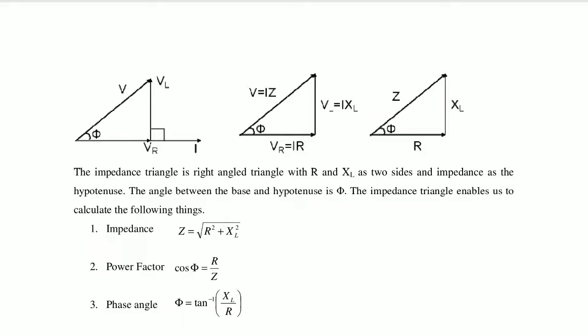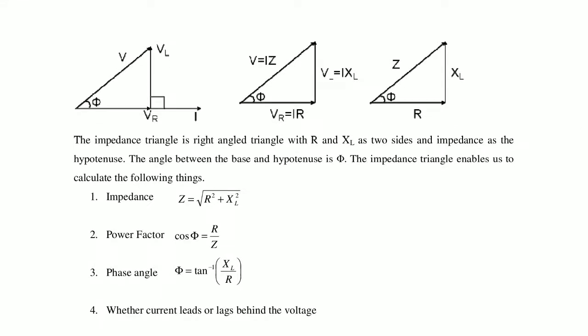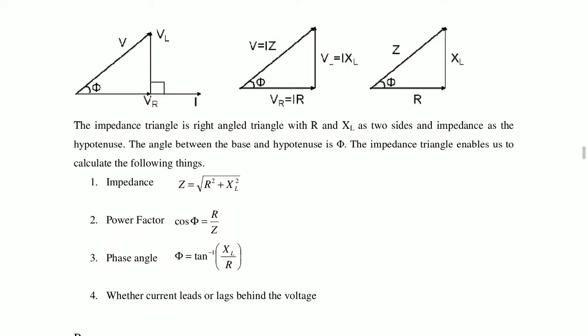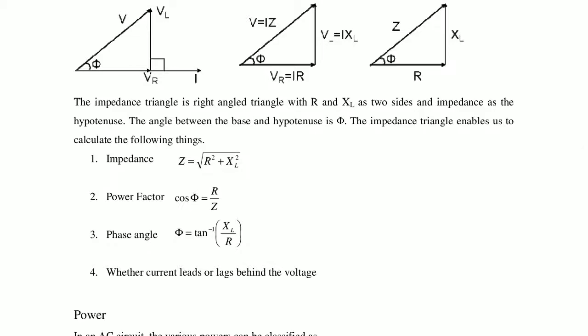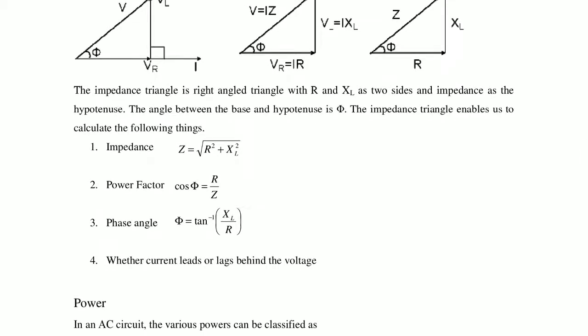Now in another method, the phase angle phi is equal to tan inverse XL by R. So tan inverse XL by R. Now, is the current leading or lagging behind the voltage here? If it is an inductor, current is lagging. If it is a capacitor, current is leading the voltage.